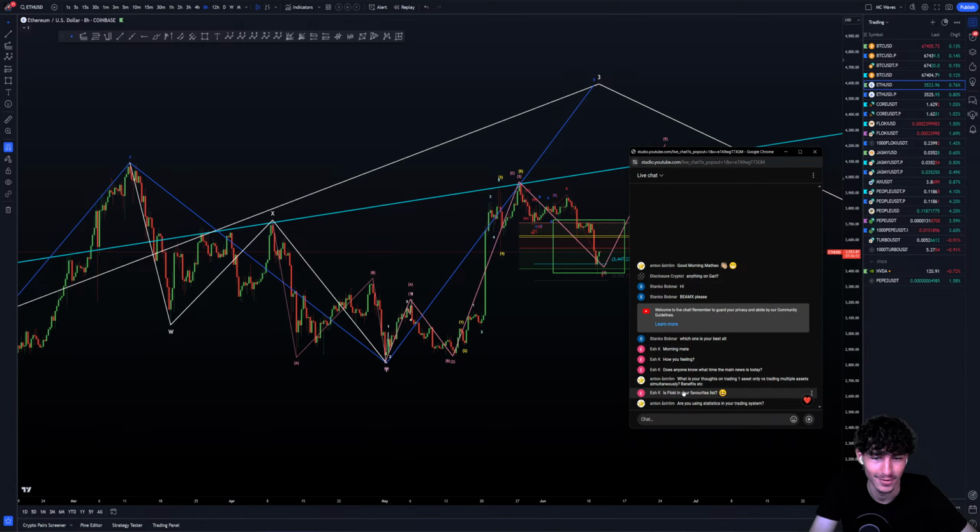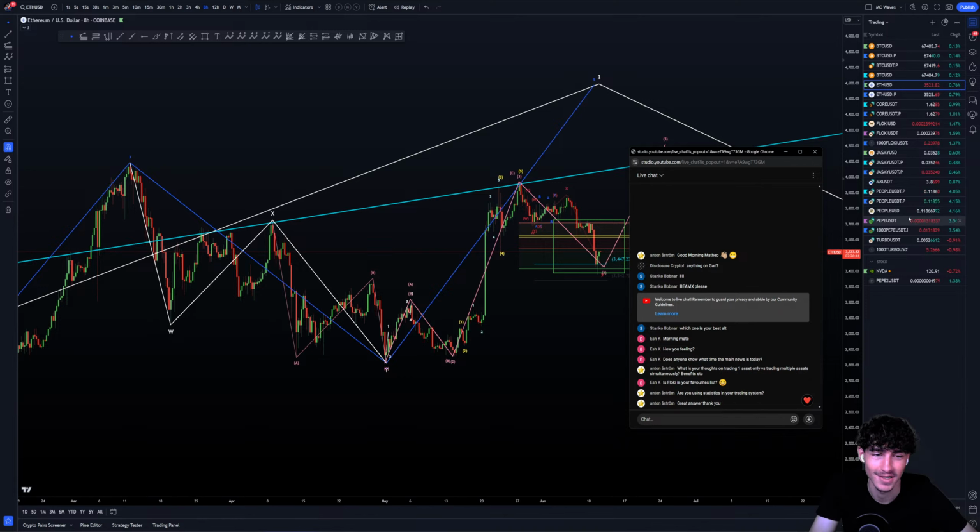Is FLOKI still a favorite? Nah, not anymore, to be honest. Same as PEPE, as I said, it was my favorite before because I invested in it. Now I'm out, so I'm just waiting for a nice retrace to come.